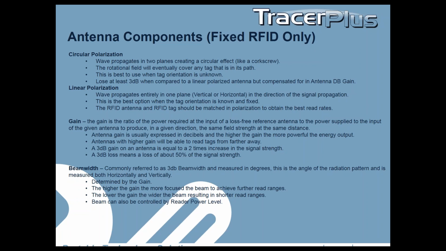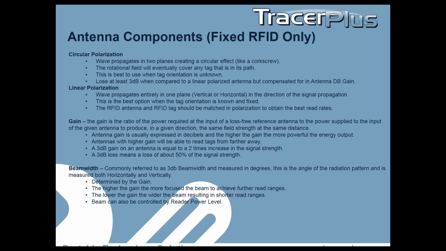A 3 dB gain on an antenna is equal to an increase of 2 times the signal strength, whereas a 3 dB loss typically means you're cutting about 50% of the signal strength. So that also applies to power level. As you increase power level on a reader by 3 dBs, you will be doubling the power. Or excuse me, every 3 dBs you increase that reader level.